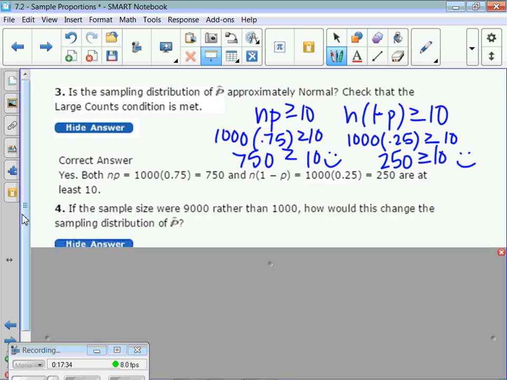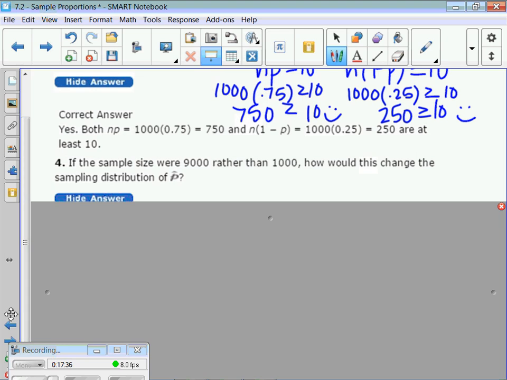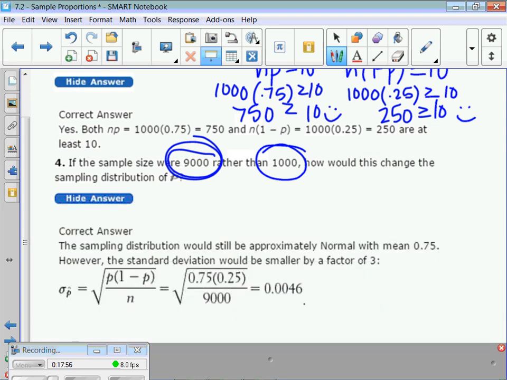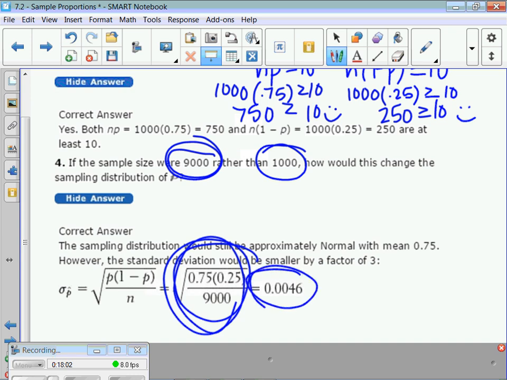What if the sample size is 9,000 rather than 1,000? How does this change the sampling distribution? So remember, if we increase n, what happens to our standard deviation? It decreases. So instead of plugging in 1,000, we can now change n in our formula to 9,000. Same formula, right? Here's what they did, though. They plugged in 9,000. And what happened to this number? It decreased. Our standard deviation decreases when I increase n.